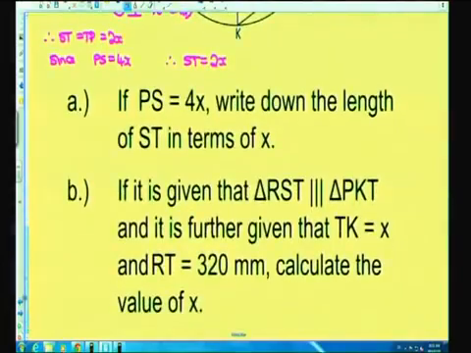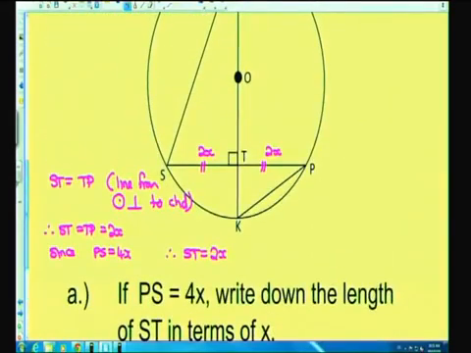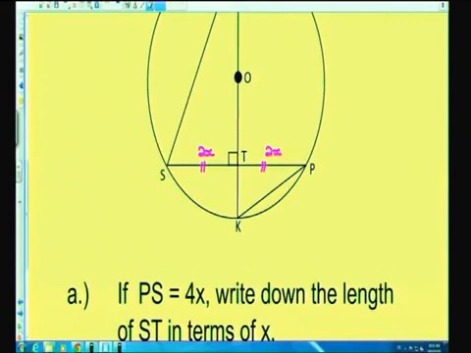It says it's further given that RST is similar to PKT, and it's further given that TK equals x and RT equals 320 millimeters. Calculate the value of x. Now that's lovely. We need to fill in some stuff on this drawing before we go anywhere. So let me just erase what we had here. I can leave the 2x's in because we needed that. And let's get ourselves another color and go looking for what they told me again.